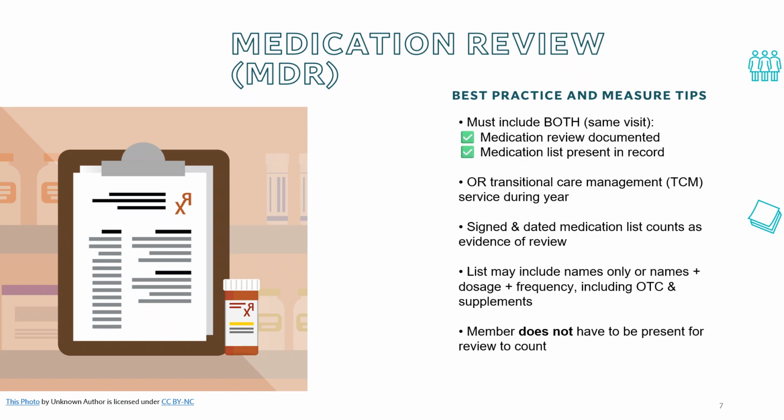A signed and dated medication list alone also meets the requirement, as the signature shows the provider reviewed the medication. The list can be simple, just medication names, or more detailed with dosage and frequencies. It should include over-the-counter drugs and supplements. Keep in mind the patient does not need to be present for the review to count. So even a chart review qualifies. You can also do a televisit for COA in general. It's so simple. For this measure, no one should ever get less than a 5 or 4.